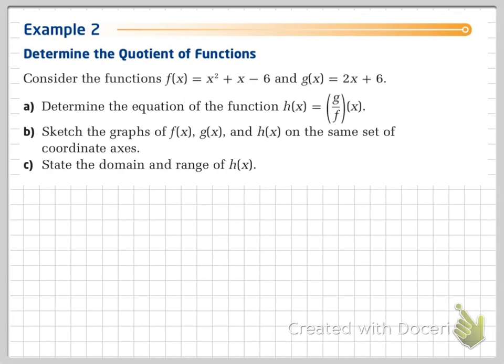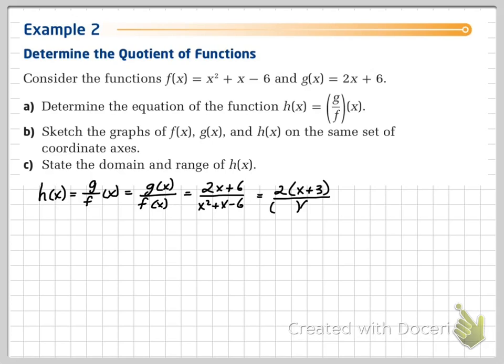In example 2, we're going to determine the quotient of functions. This time we're dividing. If you determine the equation of the function h of x is g divided by f of x, then we want to sketch the graphs of all three on the same set of axes and state the domain. Well, h of x is g divided by f of x, which is 2x plus 6 divided by x squared plus x minus 6. Now we have to look, can I factor this? Yes, I can. 2x plus 6 can factor into 2 times x plus 3 if I take out the GCF, and the bottom can be factored into 2 binomials, x plus 3 times x minus 2.